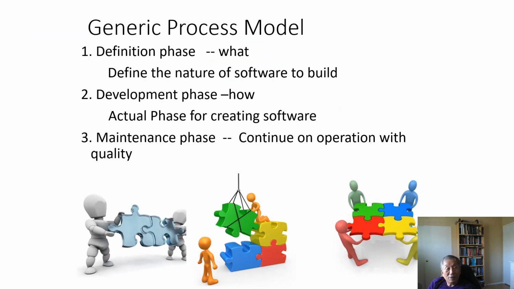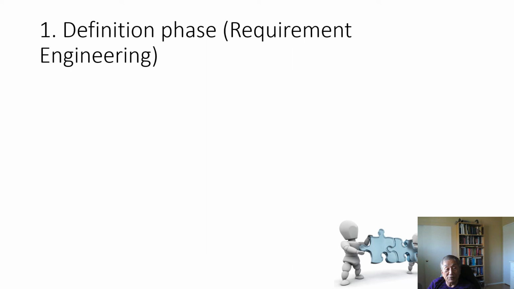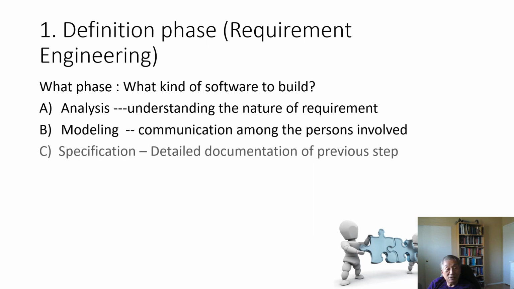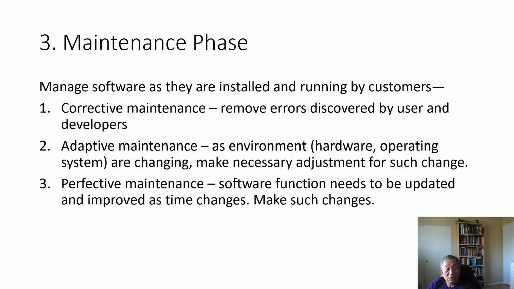Then software engineering is done in 3 general phases: defining what it is about, developing, where you actually write the program and test it, and then operation, continuing with quality after it has been delivered. This is just a rundown, the kind I give on the first day of a software engineering class.